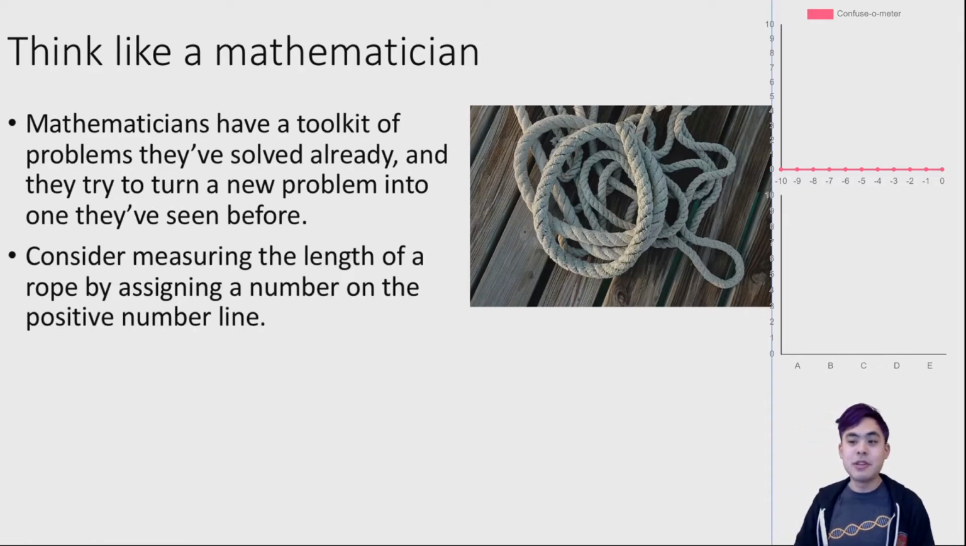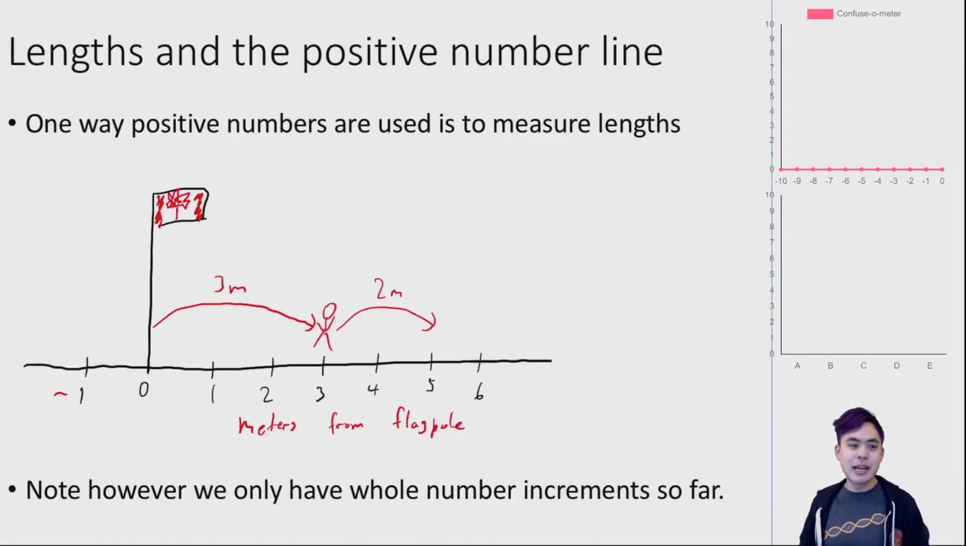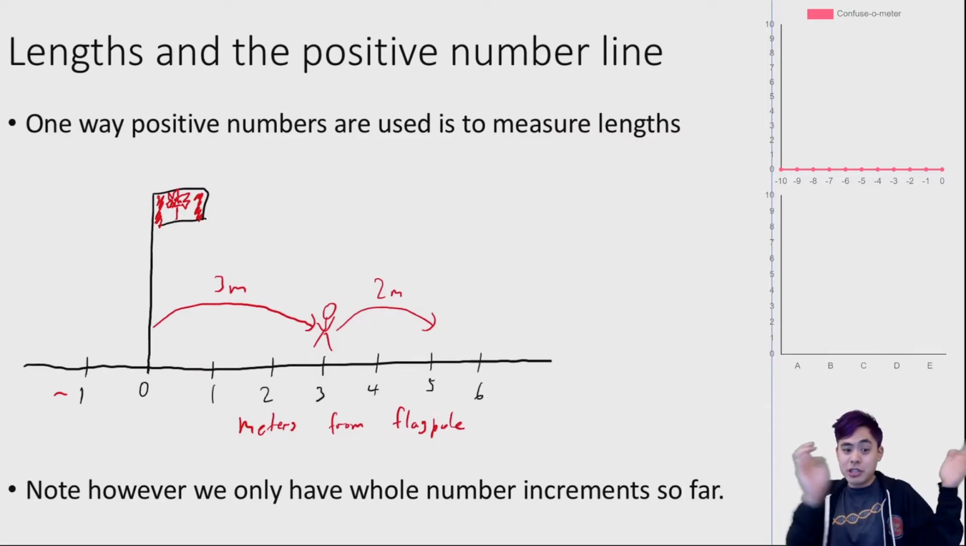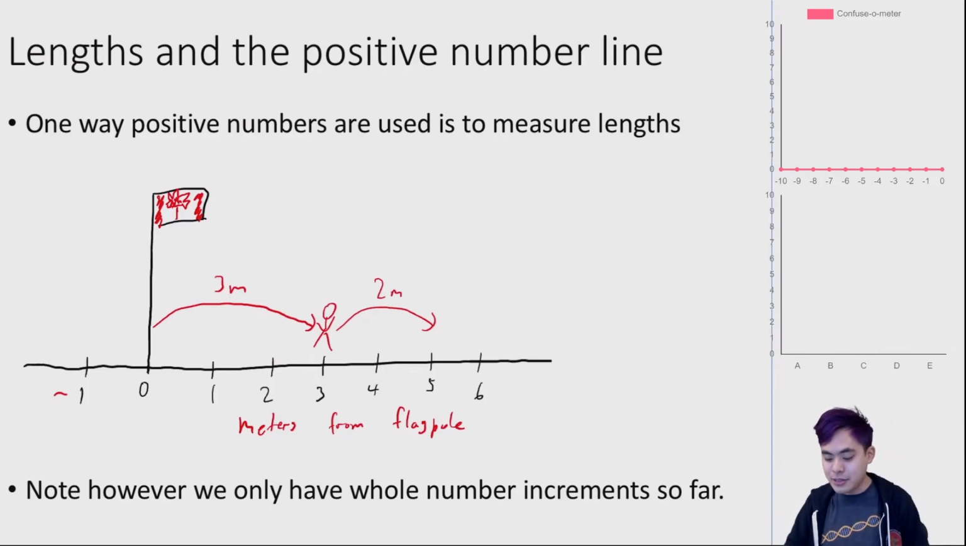And so now, let's say that we want to measure the length of a rope by assigning a number on the positive number line. Well, one of the first things you might think is, we know how to assign the distance from a flagpole, because that's what we just did in the last slide. But somehow, that sort of idea of measuring length is a lot more general than just measuring distance from a flagpole and putting down a number line. Instead, you can use it for all kinds of lengths.